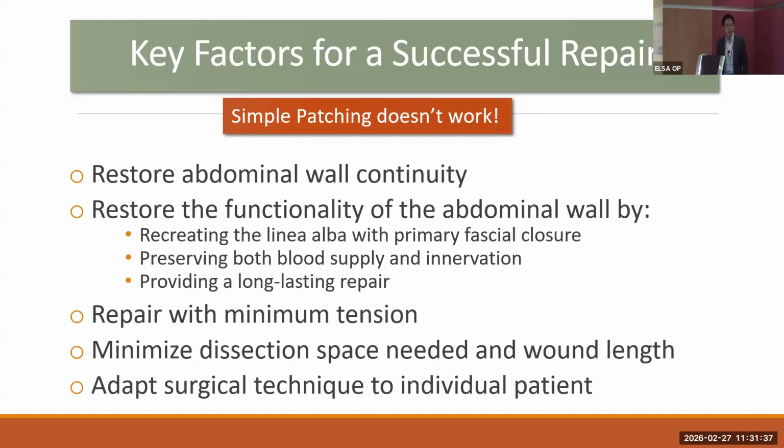We also want to try to minimize the dissection space as much as possible. Okay, think about those onlay meshes, right? Those require a lot of subcutaneous dissection, and that can lead to a lot of seroma formation. So minimize the dissection space, do just what is needed. You don't need to do a bilateral TAR for every single case, right?